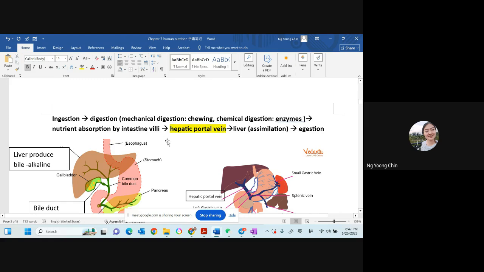Then the nutrient molecules will be taken up by the liver to do assimilation. I'm not sure, do you still remember the process of assimilation? Assimilation, by definition, is the processing of nutrient molecules into parts of the cell, meaning the nutrient molecules have become components of the cell. At the end, there is egestion, which means removing the undigested material, which becomes the feces. So this is egestion, which is the feces.